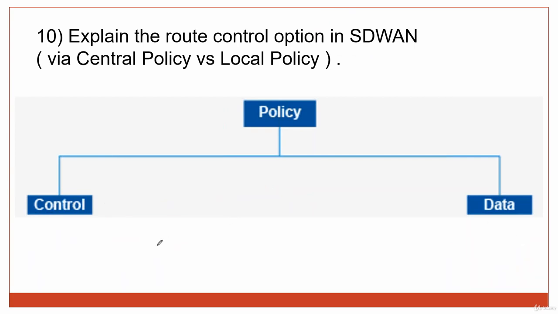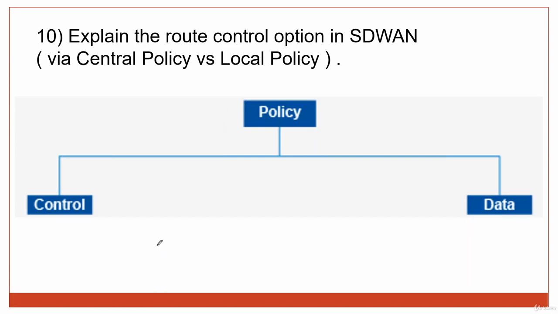So whatever OMP routes we have, there are three types: the OMP route, which is the service-side VPN route; the services route, like any security route; and finally, the TLOC routes. So you can do some sort of service chaining, some sort of filtering, blocking, etc. You can play around with these OMP attributes when you create the control policies, related to either localized policy or globalized policy.